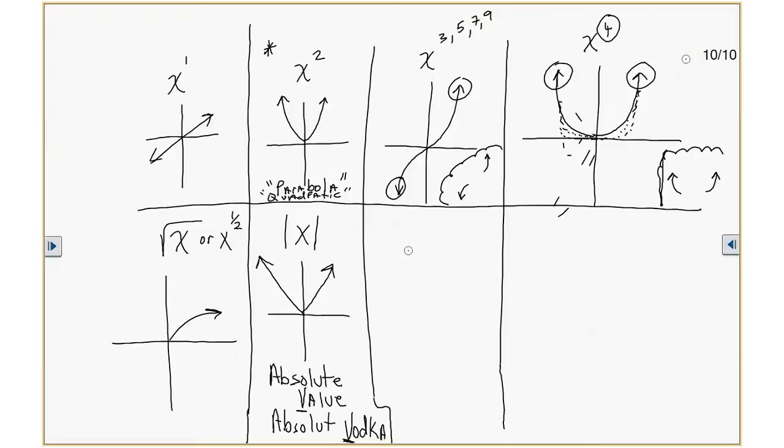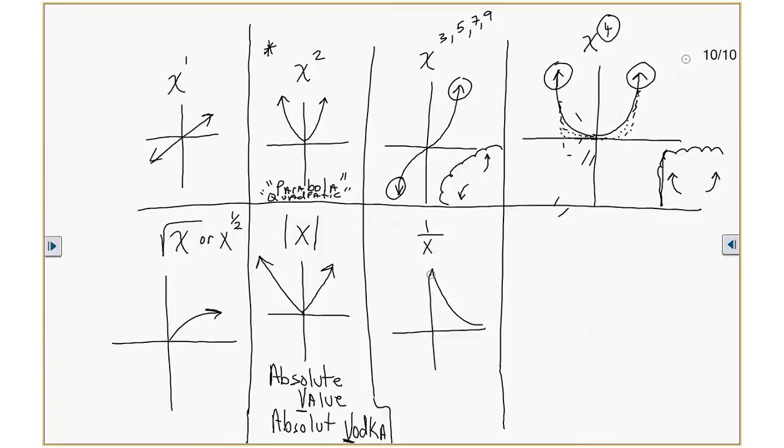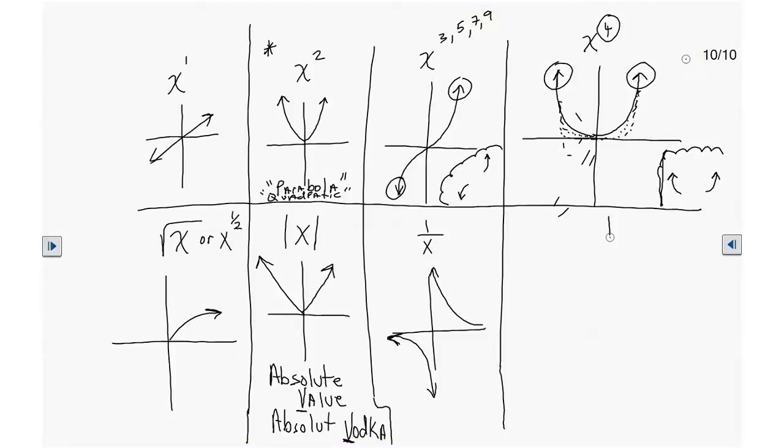And then you got 1 over x, which I like to call half a volcano. And then you got 1 over x squared, which I call the volcano.